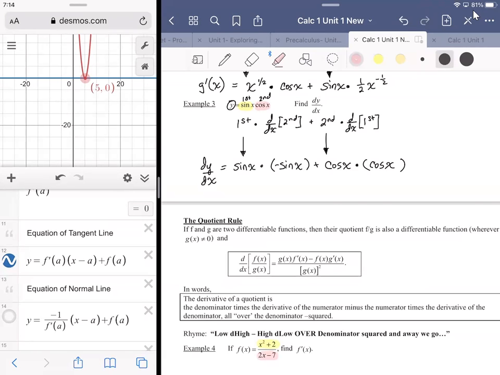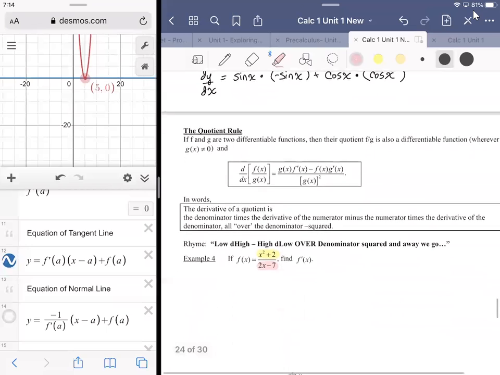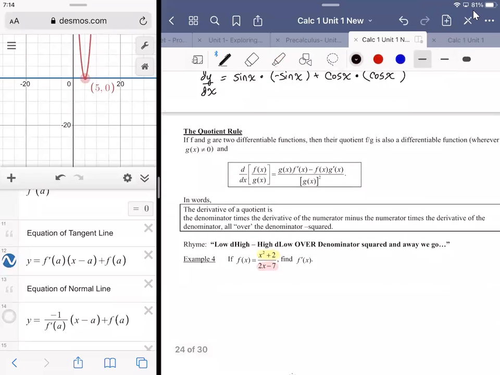What we call the numerator, we call that the high term. Or you could call it numerator if you want, but you got this little rhyme here: low d high minus high d low over denominator squared, and away we go.